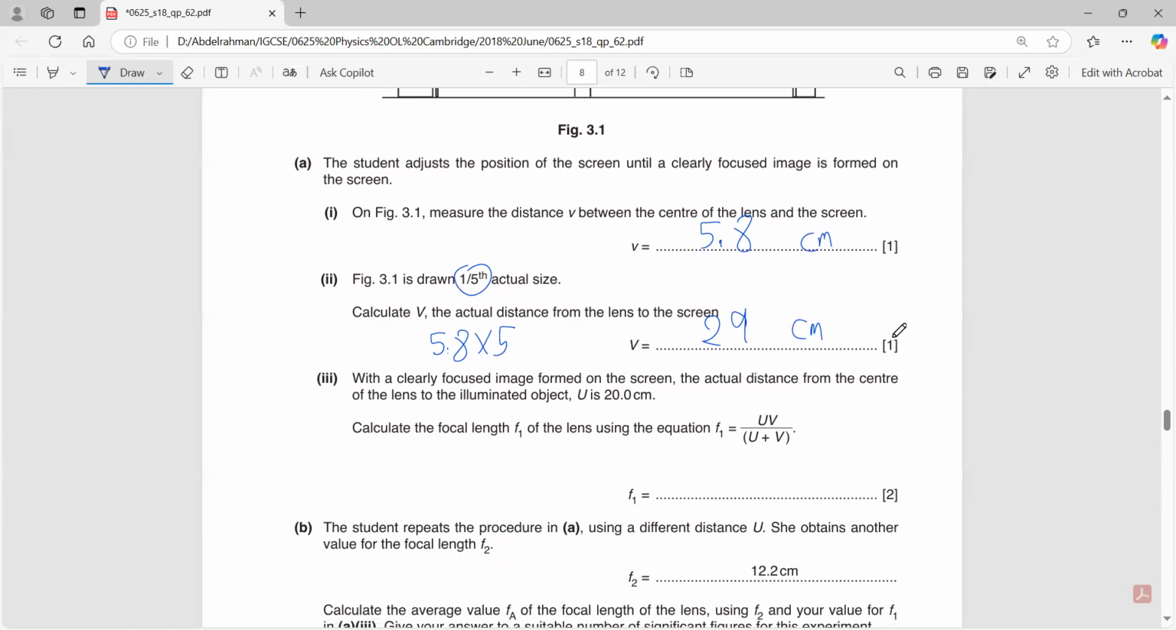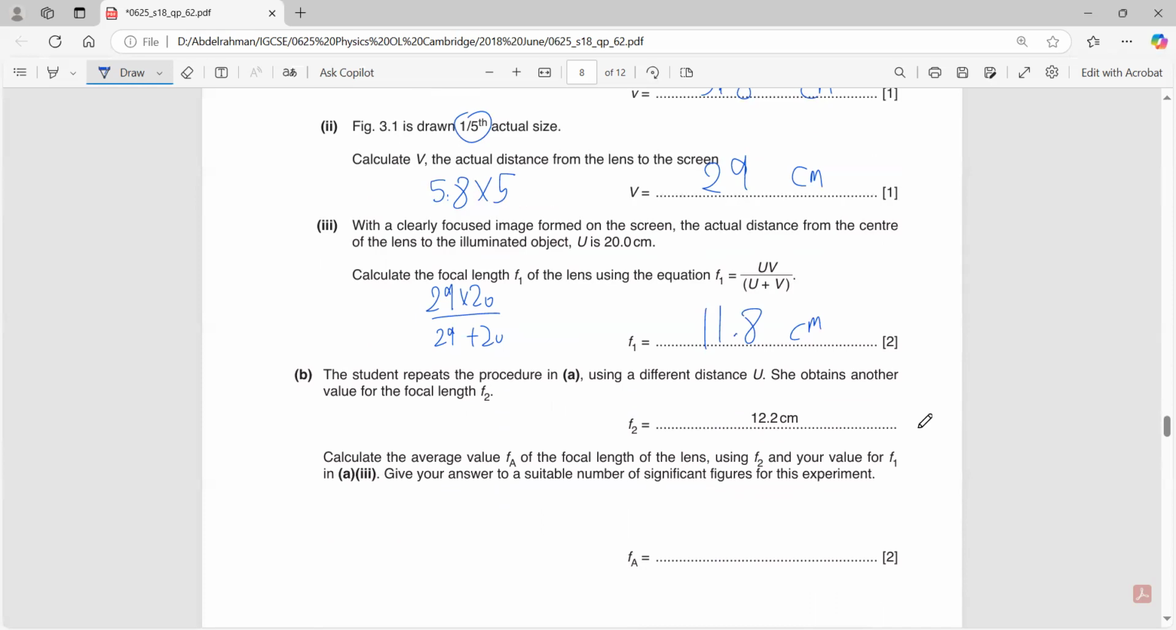Can I find the actual focal length? Can I find F1 using the equation? Quite simple: UV over U plus V. So 29 times 20 over 29 plus 20. You can just plug it in your calculator, and the F would be 11.8 centimeters.